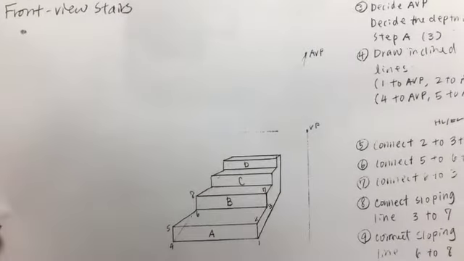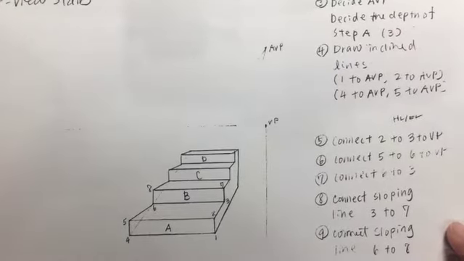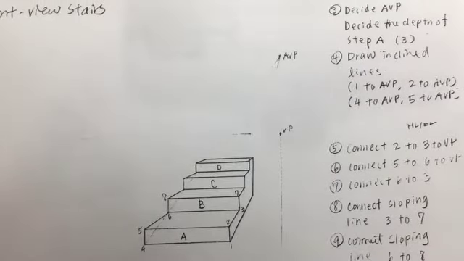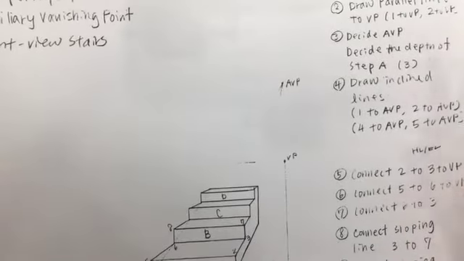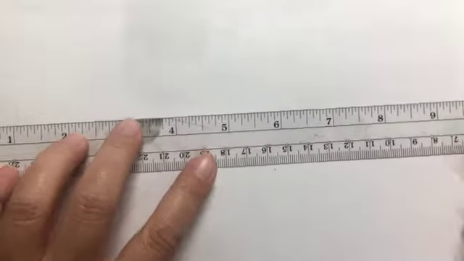Alright, another auxiliary vanishing point you can use is a stairs, right? Stairs are basically a plane that is inclined. So here's all the steps here, and I will draw with you. Okay, if you get confused, always look at the handouts and just try to copy.